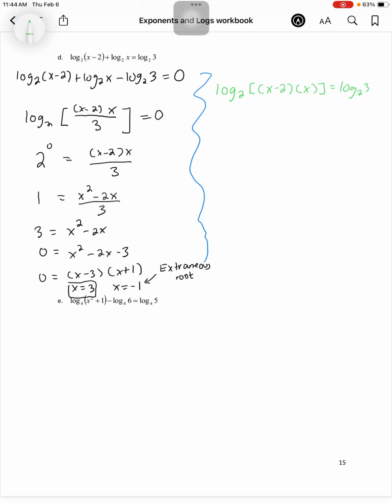Now at this stage, when we have one log on both sides, we can drop the word log and just solve for the arguments. So now we're given x minus 2 times x equals 3. And we're just going to FOIL and solve everything out. So x squared minus 2x equals 3. It's going to look exactly the same from here as the left side.